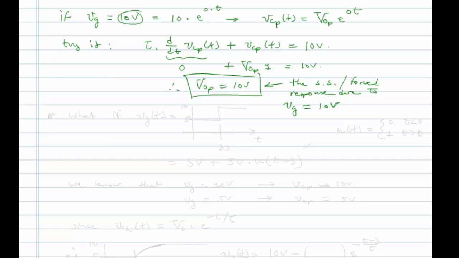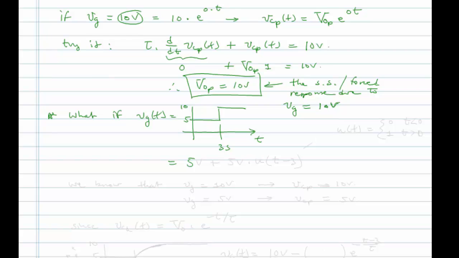Now we also expanded this by saying, what if Vg was equal to something of this form? It was 5 volts and then it stepped up to 10 volts. So 5 and then it went up to 10, and it did this at, whatever, 3 seconds. All right. You recall how we expressed this? We used the unit step.